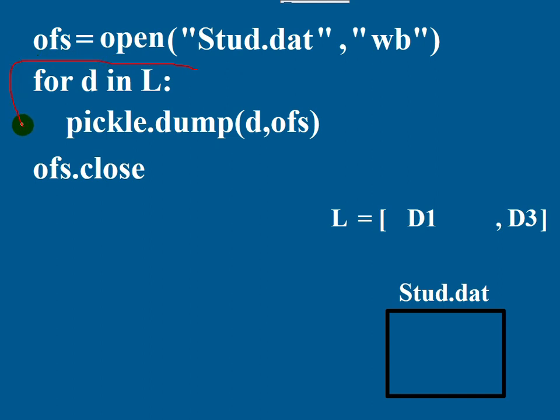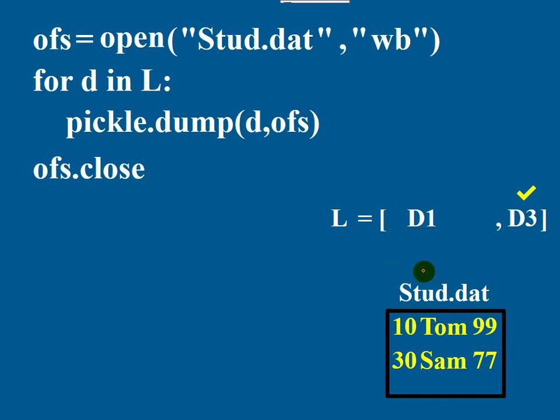So maybe you understood. Let me explain this using an example. For D in L, the first dictionary comes in variable D. Pickle.dump will dump D1 into the binary file. Now the second element of the list comes in D, and the second element is dictionary D3. Now that is dumped into the binary file, so dictionary D3 is dumped into the binary file. You can see D2 is not there. Now no more elements are there. You close the binary file, so this is removed from the computer's memory.